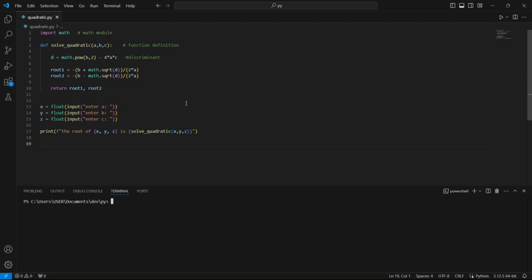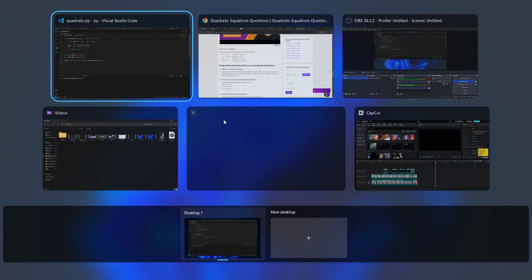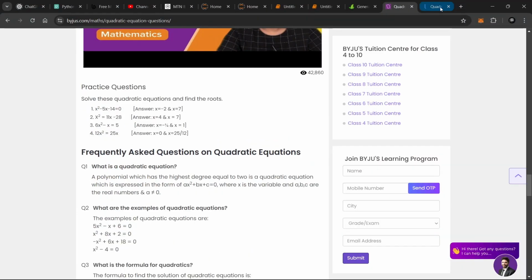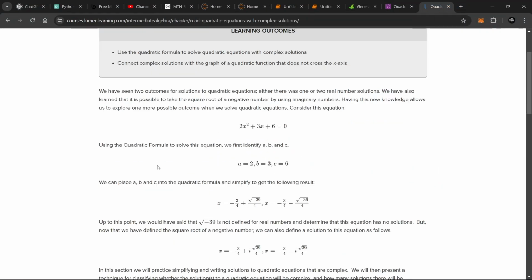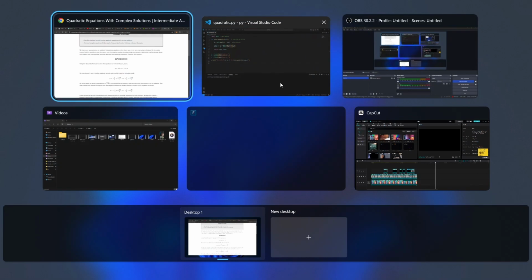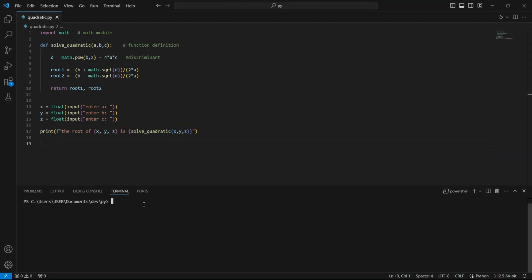So okay, let's try something different. What if d is negative? Let's try something when the solution is complex. So let's just go ahead and look for a complex solution. So this should be giving a complex solution: 2, 3, and 6. So let's try it out. Can you guess the answer? Let's just try and see.